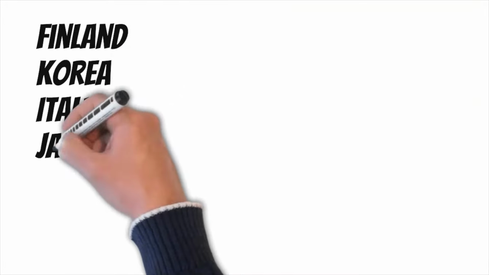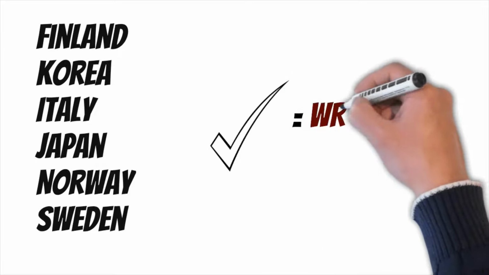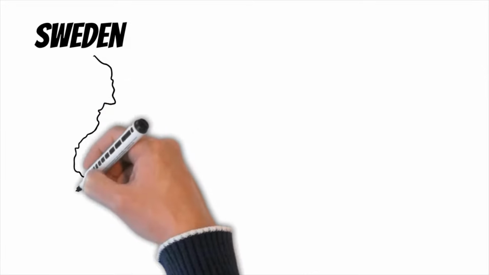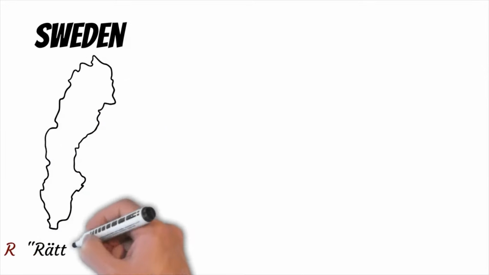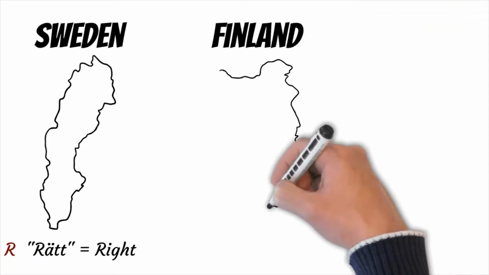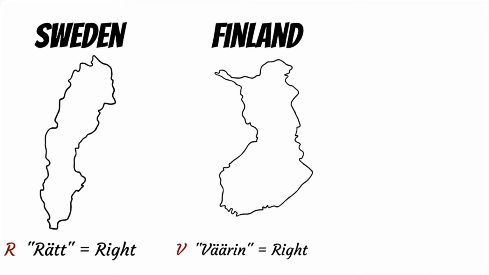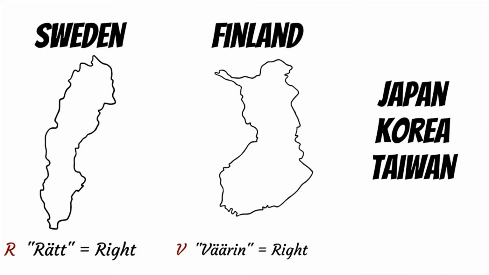In countries like Finland, Korea, Italy, Japan, Norway, and Sweden, the same tick mark can be used as symbol of wrong or incorrect. In Sweden, the letter R from the word rat is used to represent correct as the word means right. In Finland also it is used to represent wrong, in relation with the word varin, also meaning wrong. As well due to V slang of its first letter. In Japan, Korea, and Taiwan the O symbol is used to represent correct.